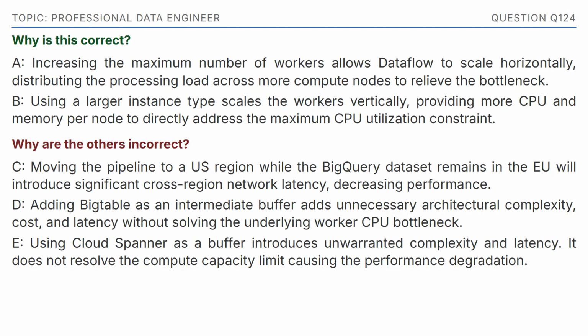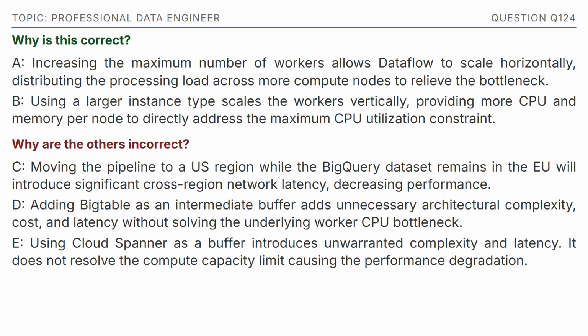A. Increasing the maximum number of workers allows Dataflow to scale horizontally, distributing the processing load across more compute nodes to relieve the bottleneck. B. Using a larger instance type scales the workers vertically, providing more CPU and memory per node to directly address the maximum CPU utilization constraint. Why are the others incorrect?